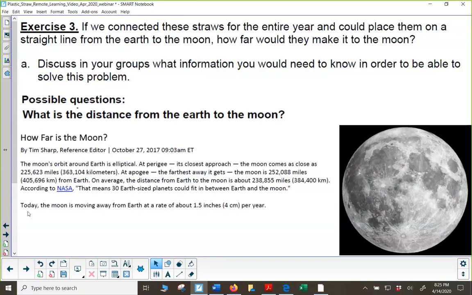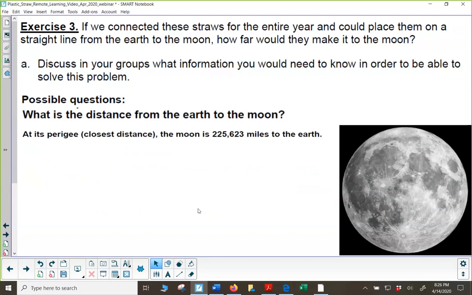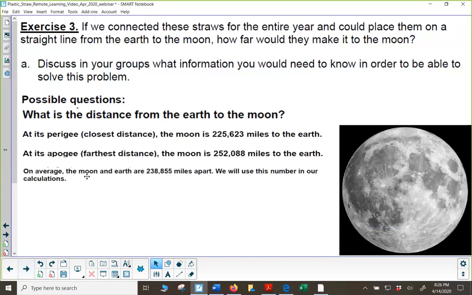Before we talk about that, though, I thought this was interesting. It says today the Moon is moving away from Earth at a rate of about 1.5 inches per year. I just thought that was interesting, and bringing us something else besides just the math. All right, so the perigee closest distance is this many 100,000 miles. The farthest is a lot more. That's a big difference, I think. And then on average, we're going to use this average number, which is almost halfway between those two, 238,855 miles apart. So those are the numbers we're going to use in our calculation. If you need to write that down, go ahead and write that down now.